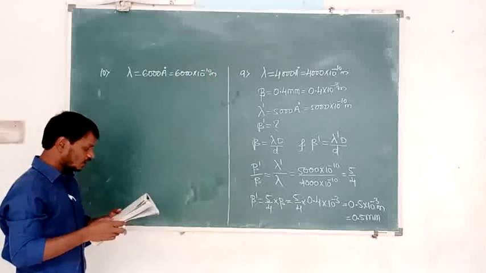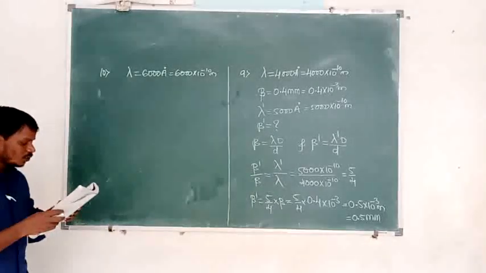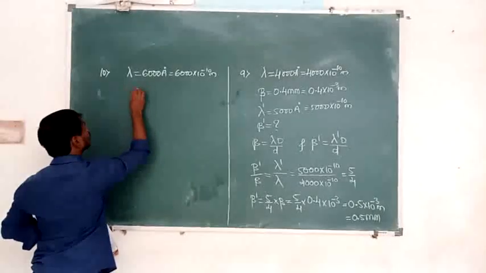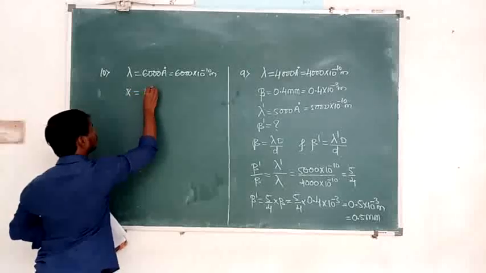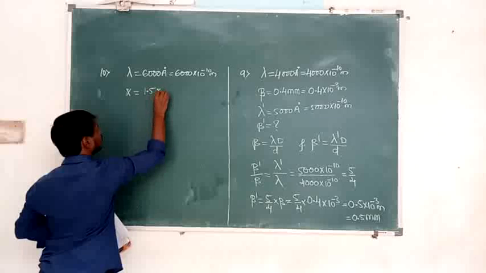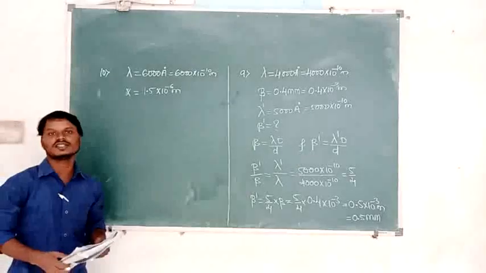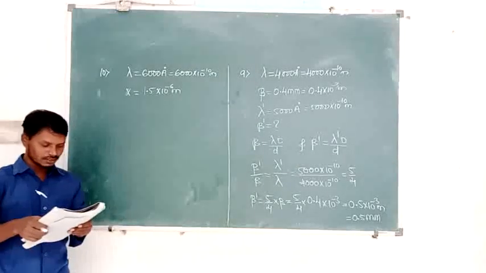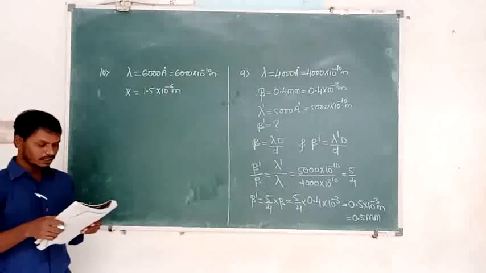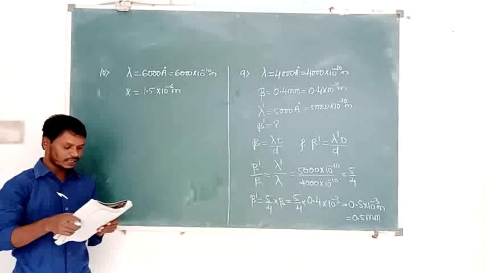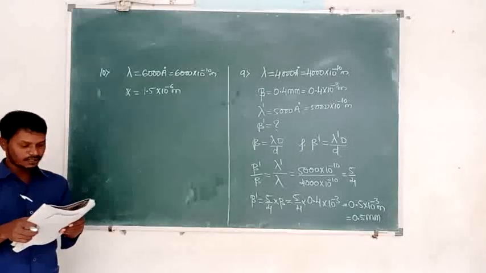Next, the path difference between waves reaching a point P on the screen is 1.5 microns. So what is the path difference here? Path difference I will take as x. That is 1.5 microns. Micron means 10 to the power of minus 6 meter. You already know the micron value. Then at that point, first option, second bright band occurs. Second option, second dark band occurs. Third option, third dark band occurs, and fourth option, third bright band occurs.